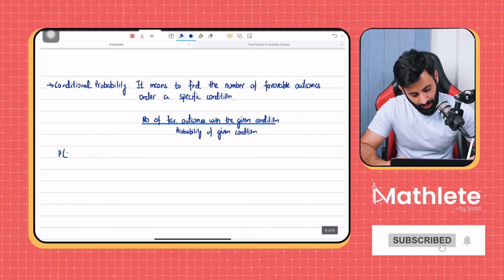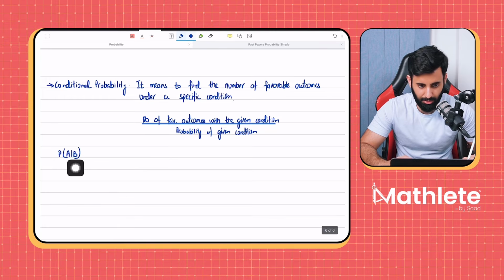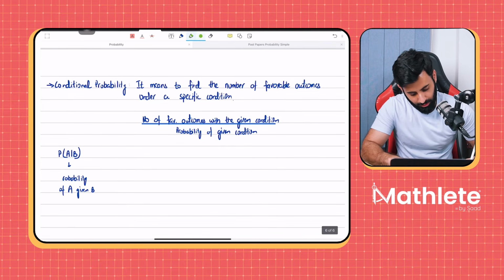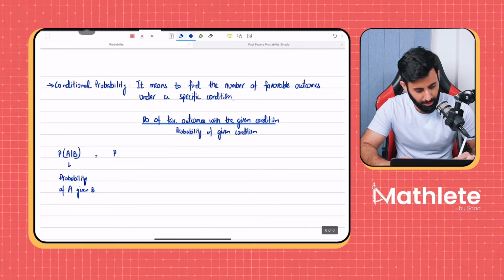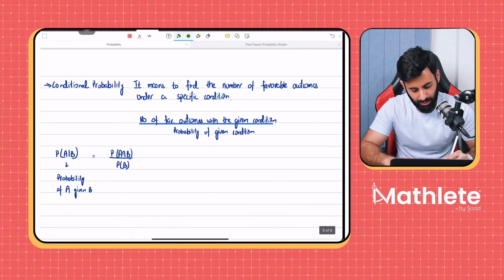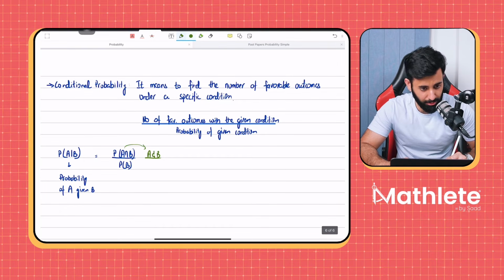Just remember, this is what it looks like. Probability of A given B. How do we read this? We read this as probability of A given B. Now what's the formula? The formula is the probability of A intersection B divided by the probability of B. A intersection B basically means A and B both occurring together. And probability of B means just the probability of B.